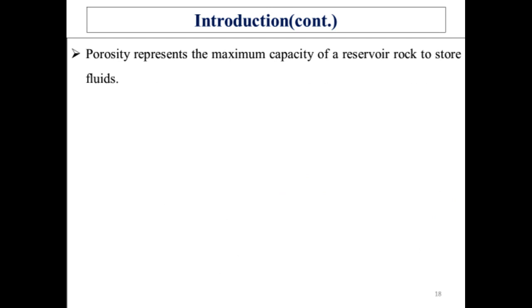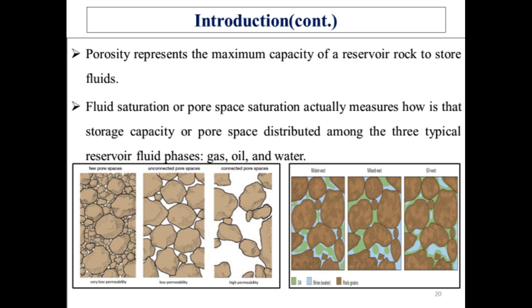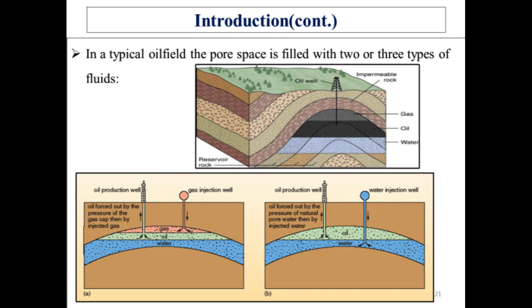Porosity represents the maximum capacity of a reservoir rock to store fluids. Fluid saturation, or pore space saturation, actually measures how that storage capacity, or pore space, is distributed among the three typical reservoir fluid phases: gas, oil, and water. In a typical oil field, the pore space is filled with two or three types of fluids: water plus oil, water plus gas, water plus oil plus gas.